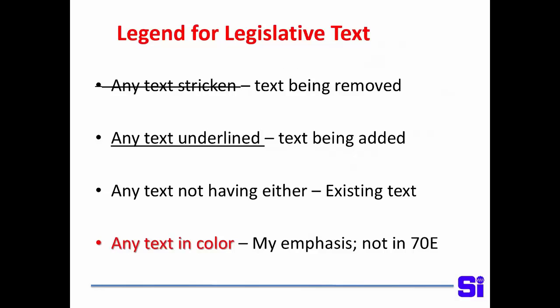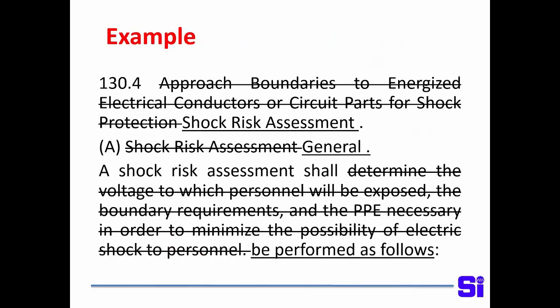If you see any text in red, that means it's not really in the 70E. It's just things that I put in there to try to clarify a little bit, and you won't see that in the 70E. Here's an example. This is out of 130.4. The title used to be Approach Boundaries to Energized Electrical Conductors or Circuit Parts for Shock Protection. We took all that verbiage out, and now it's just shock risk assessment. And where it did say shock risk assessment, it just says general, and then we just compress things down.